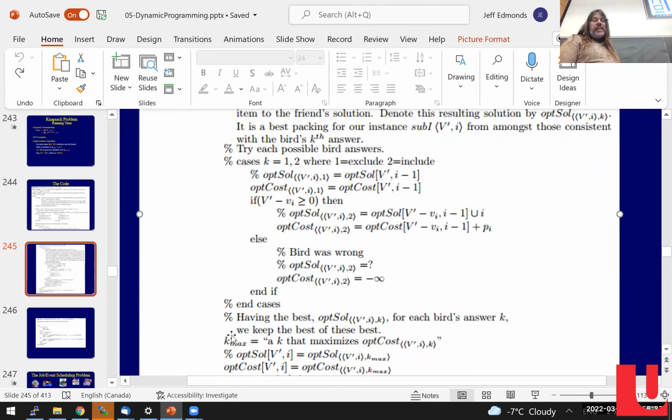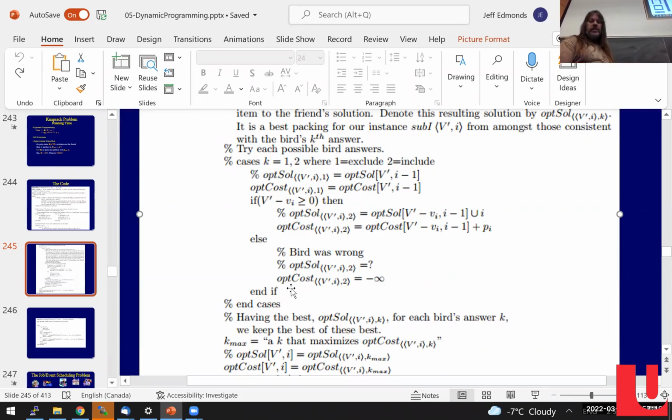So down here, where we find the best cost consistent with the yes answer, and the best cost consistent with the no answer, and then we take the best of the best. So down here, we're saying let K max be either the 0 or the 1 answer, whichever maximizes the cost. And if this happened, then minus infinity won't be the maximum, and we'll be sure not to put the object in. Does that make sense?